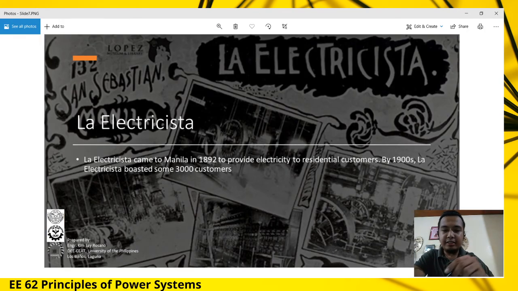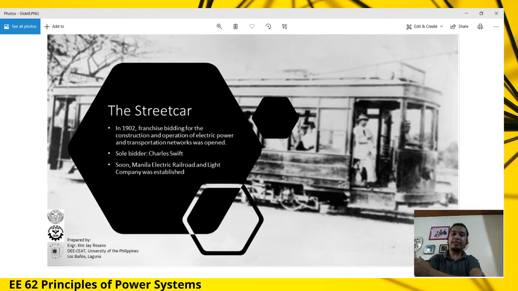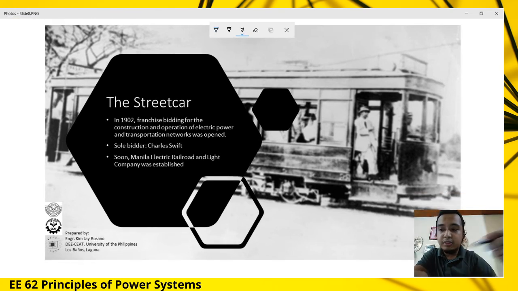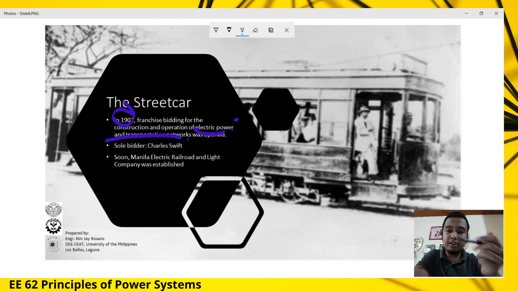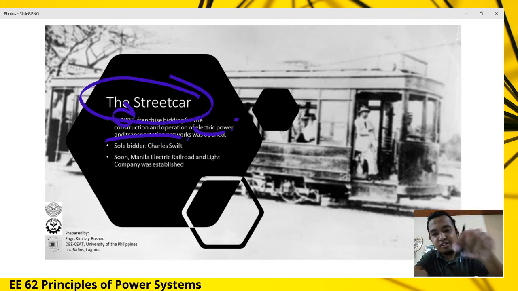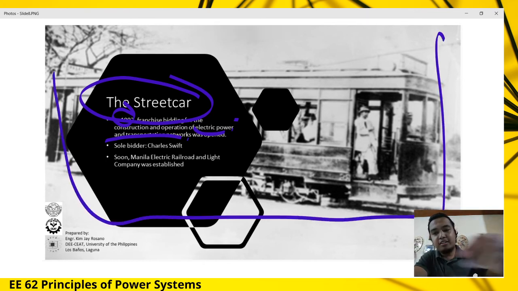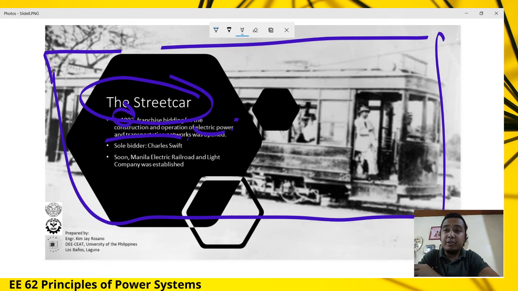And then in 1902, there's a franchise bidding for construction of... I like it when I'm able to write on my slides. Ginagawa ko rin to sa actual class. Anyways, in 1902, franchise bidding for construction and operation of electric power and transportation networks was opened. So nagkaroon ng bidding for electric power and transportation, hence streetcar. As you can see, yan yung streetcar before. It's a monorail. Yeah, I think so.